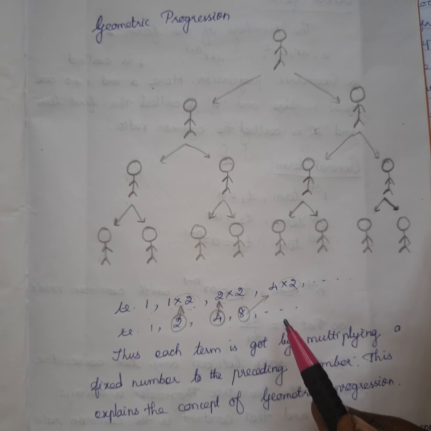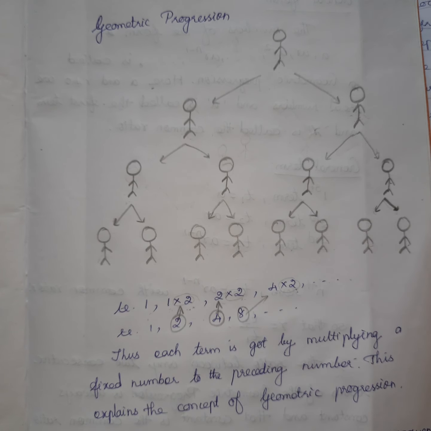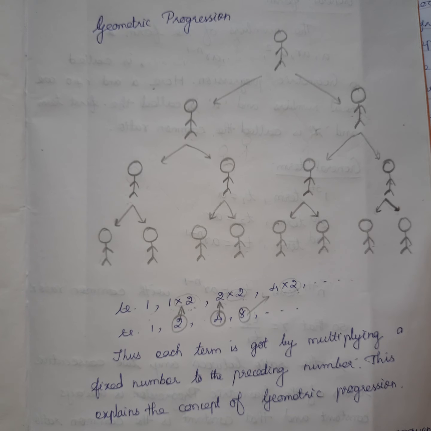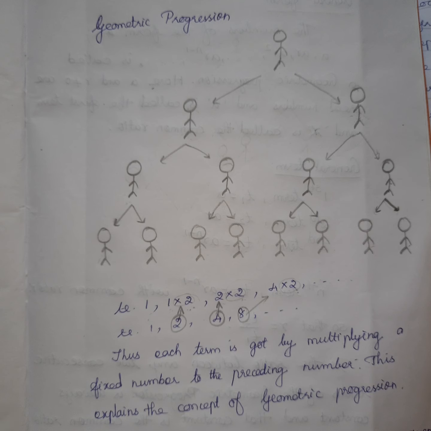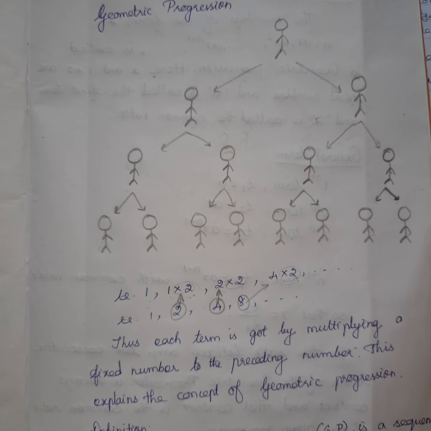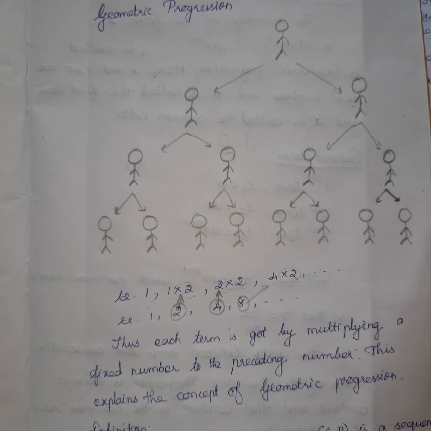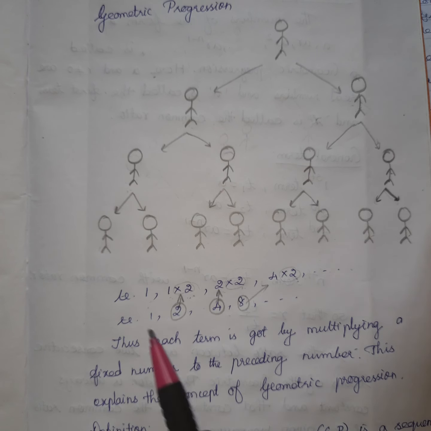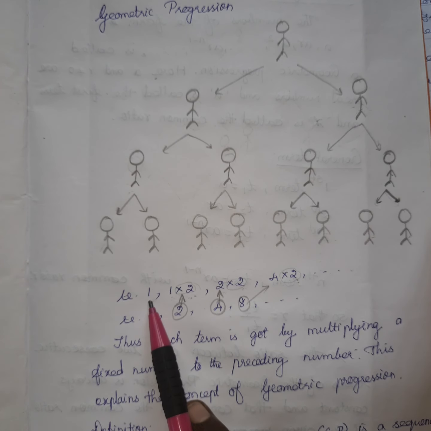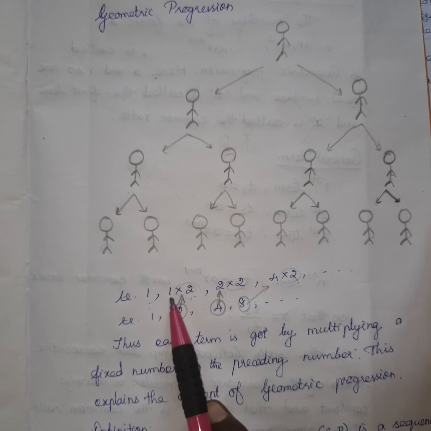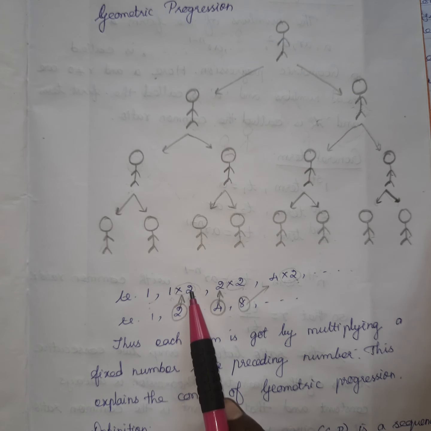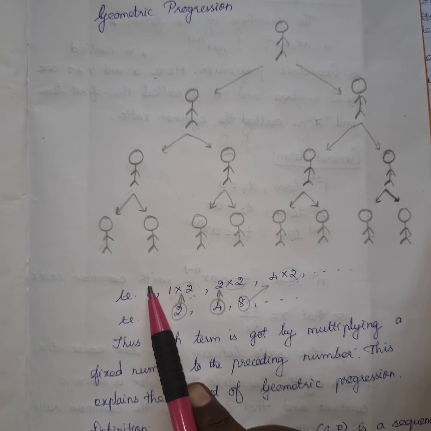Now how can we define the geometric progression? You see, a geometric progression, we can write in short as GP, is a sequence in which each term is obtained by multiplying a fixed non-zero number to the preceding term except the first term. Okay, you see this first term we did not multiply with any number, but from the second term we are multiplying a common number with the preceding term.